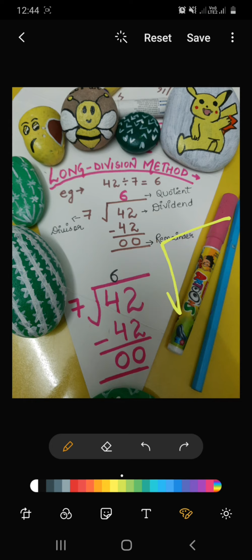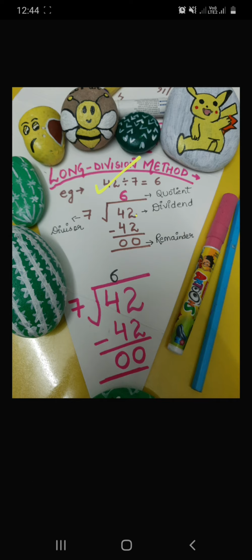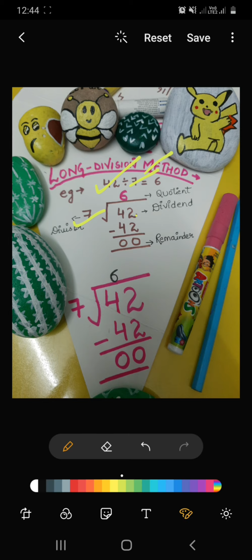Okay, so in long division method also we do the same. What we have to do is we have to write the first number inside, second number outside, and the number which is outside we have to read that table. So you can see a larger picture at the down side.